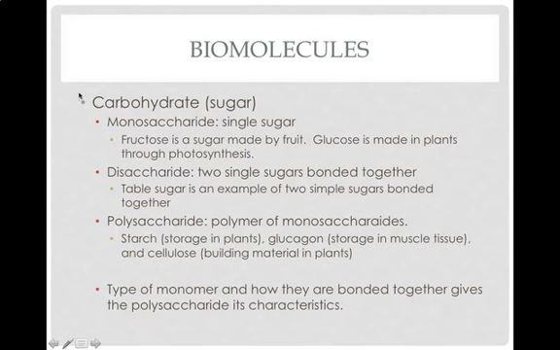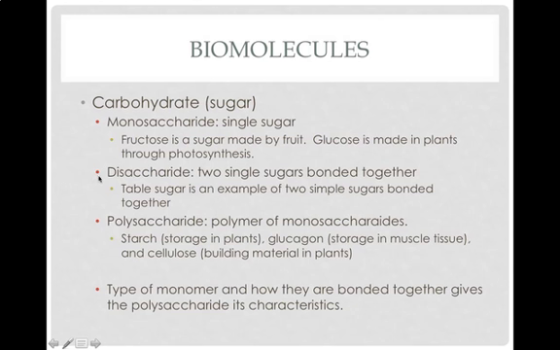Carbohydrates are basically sugars, just different sizes of sugars. If we're going to look at the smallest kind of a carbohydrate, we call that a monosaccharide. Saccharide means sugar. Mono, like we already learned, means one. So this is just a simple little single sugar, something like a fructose found in fruit or a glucose that plants create. These are monosaccharides.